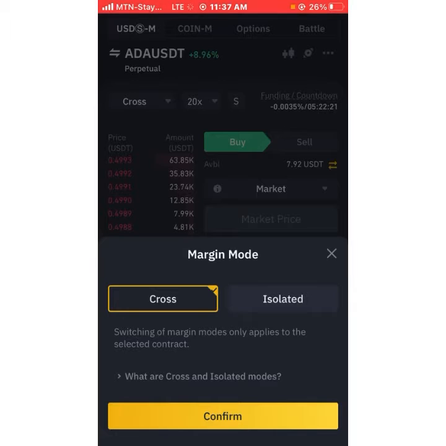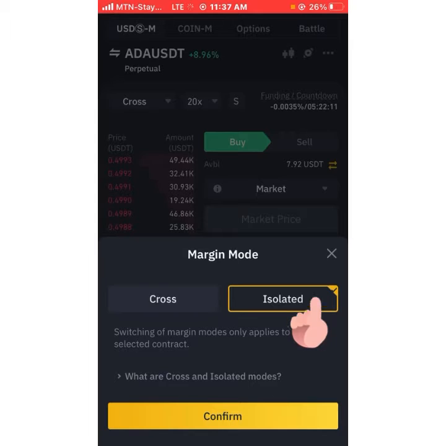So let's leave it at Isolated, so that you can isolate that particular trade, and your loss will just be stipulated at that particular point. All right, so Isolated. I click Isolated and I click confirm.